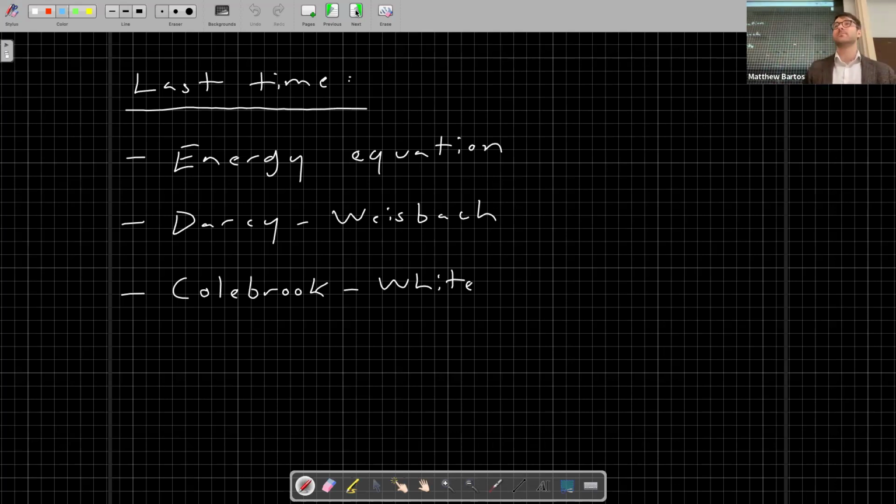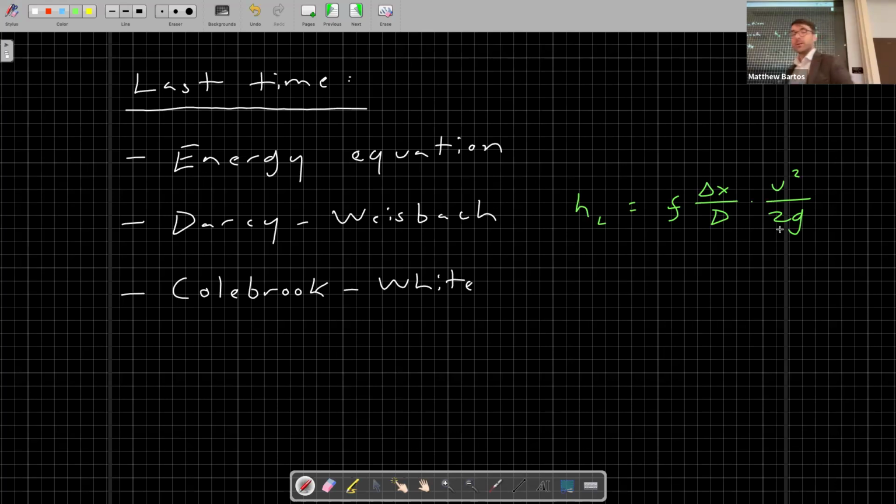Exactly right. So the Darcy-Weisbach equation is one of our primary models for computing frictional head losses. When we're analyzing hydraulic systems using the energy equation, we often need to compute these frictional losses. So the Darcy-Weisbach equation is given by the following general form. We have that the head loss is equal to some friction factor F times the length of the pipe divided by the diameter of the pipe times the velocity squared divided by 2 times the acceleration due to gravity.